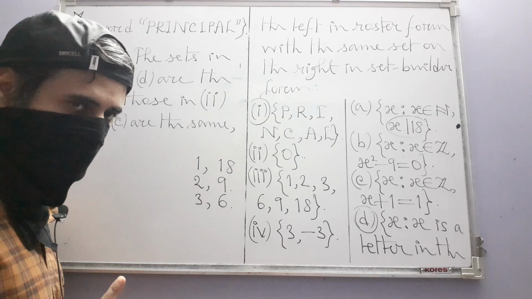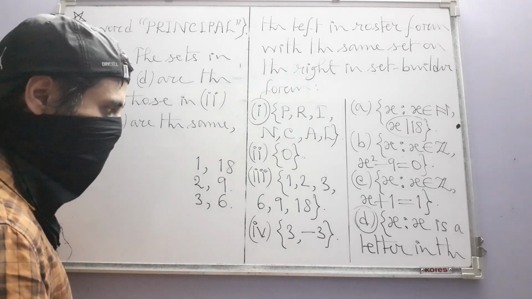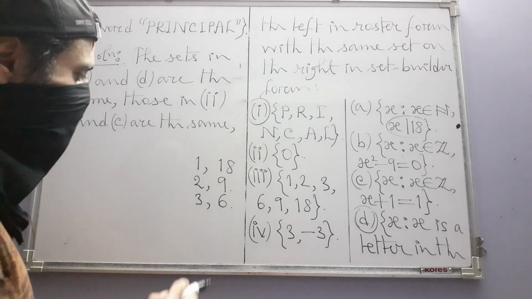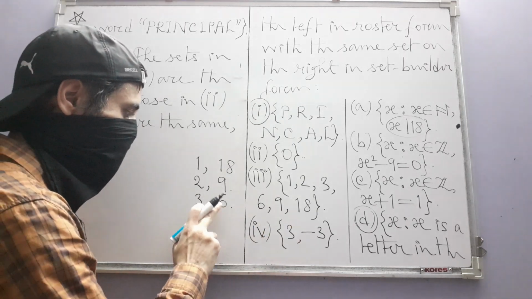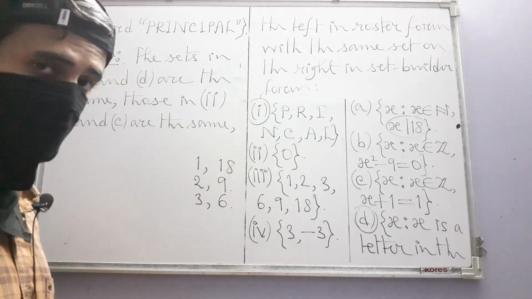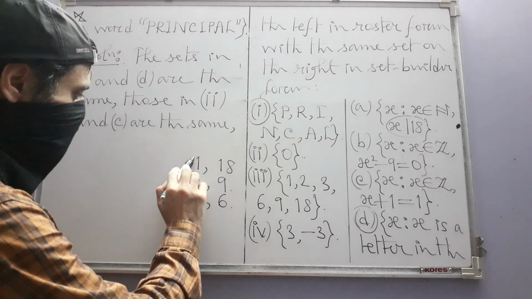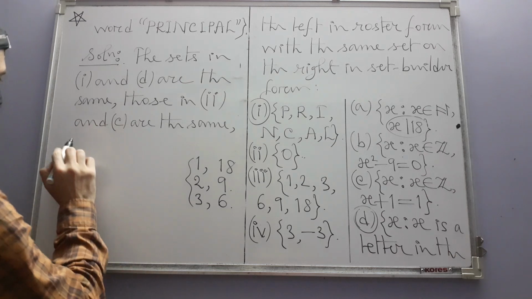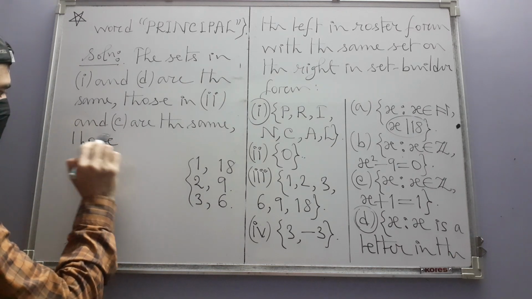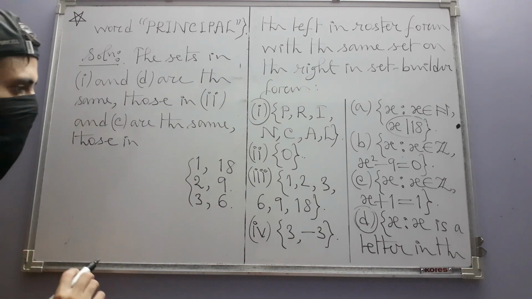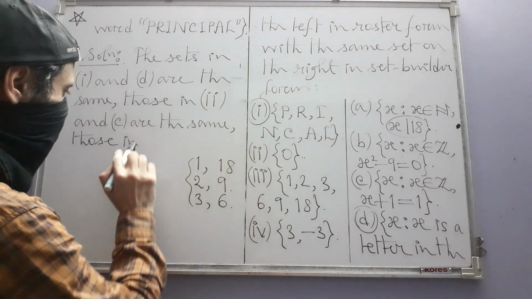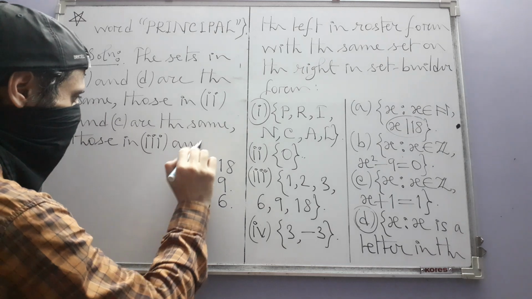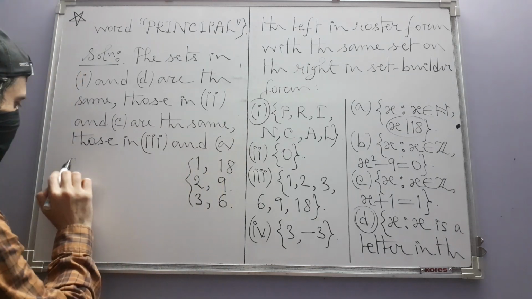4 does not divide 18. Okay. 5 also does not divide 18. 6 divides 18, but you have already got 6. So that's it, because you have got 6, 9 and 18 already. And that is why these are the only divisors. And you can see them here. Those in 3 and A are the same.